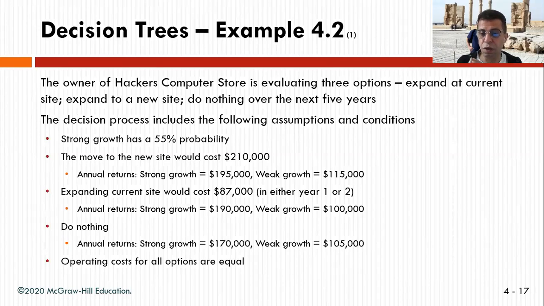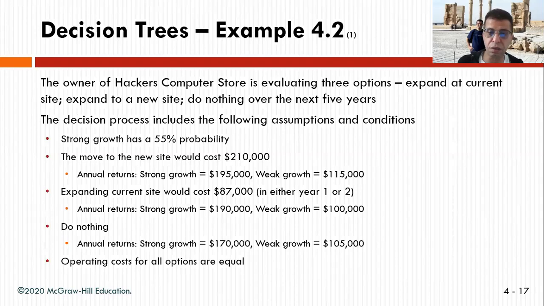The annual return with strong growth is $190,000, and if they have weak growth, it is 115,000. So right away, if you look at the numbers, you would say, well, let's not expand, let's move somewhere, because we're going to make a strong growth of 195, and even if it's weak, it's still more. But this is not how it looks. Let's say we do nothing, and in do nothing, if there is strong growth, we're just going to make 170,000, and with weak growth 105,000.